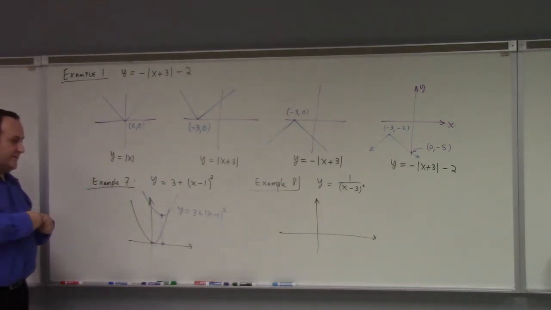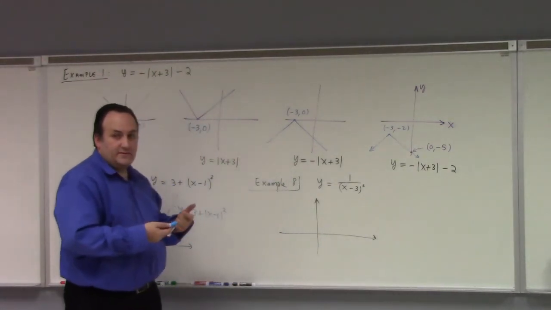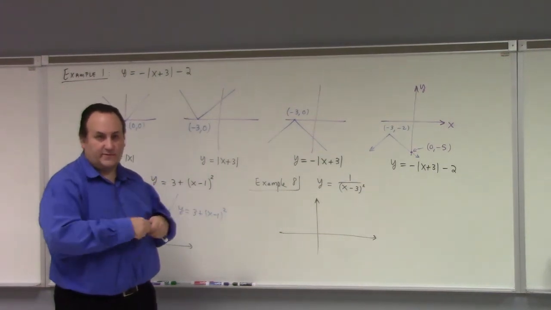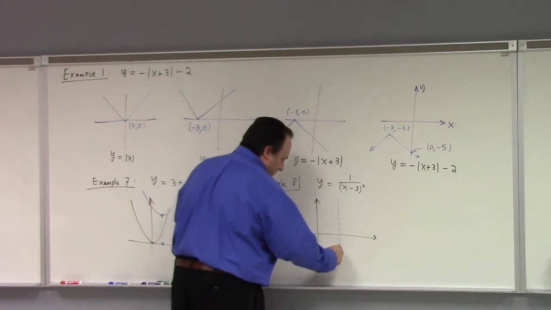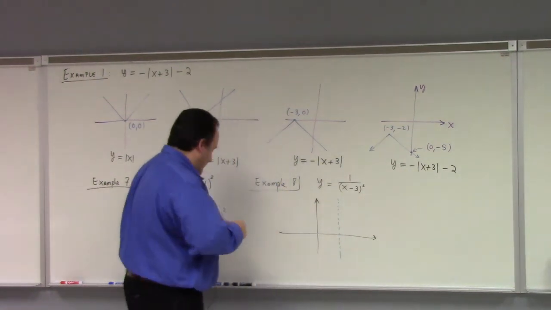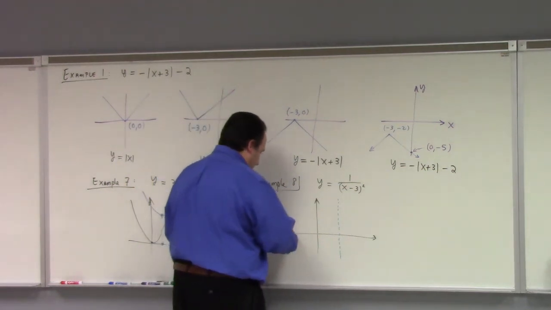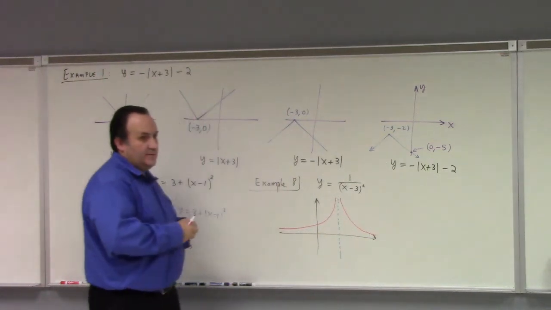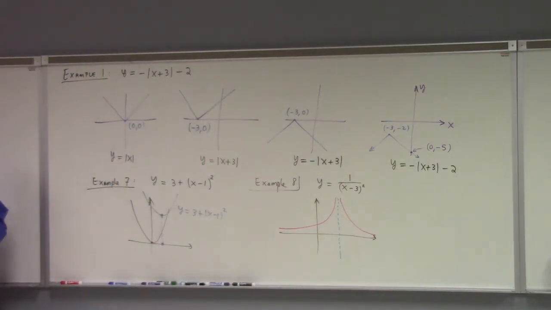The key feature of the volcano graph is it's got a horizontal asymptote of 0 and a vertical asymptote of x equals 0. The x and y axes are both asymptotes for the volcano graph. If I shift it 3 to the right, its vertical asymptote moves to 3. But otherwise, it's the volcano. So it looks like this. There you go. That's y equals 1 over (x minus 3) squared.